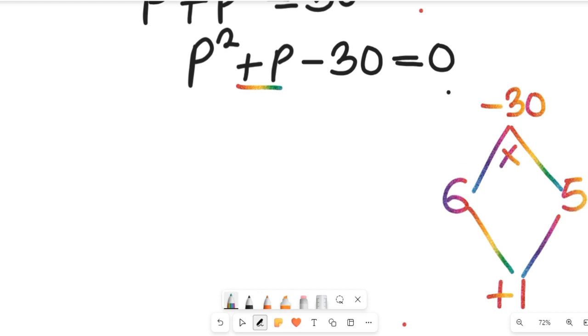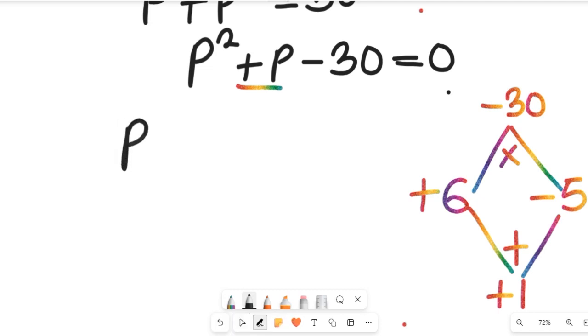Great. So which signs can these two take in order to give us a negative 30? Since 1 is positive, that means the greater number out of 6 and 5 should take a positive sign. So we'll give a positive sign to 6 and a negative sign to 5. So plus 6 times minus 5 is going to give us a negative 30. Now plus 6 plus minus 5 is going to give us a positive 1. So plus 6 and minus 5 are the factors.